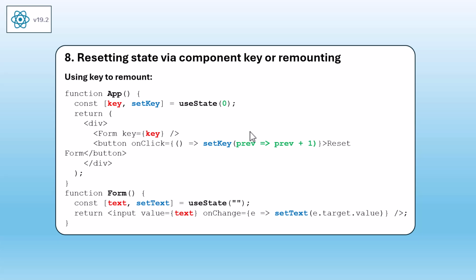8. Resetting state via component key or remounting. Sometimes you want to reset the entire component's state to its initial configuration, for example when you want to start fresh or clear user inputs. React supports patterns, for example via changing a key prop on the component, so that the component is remounted, thereby resetting all its internal state. This is a more structural way to reset state rather than manually resetting each individual variable.